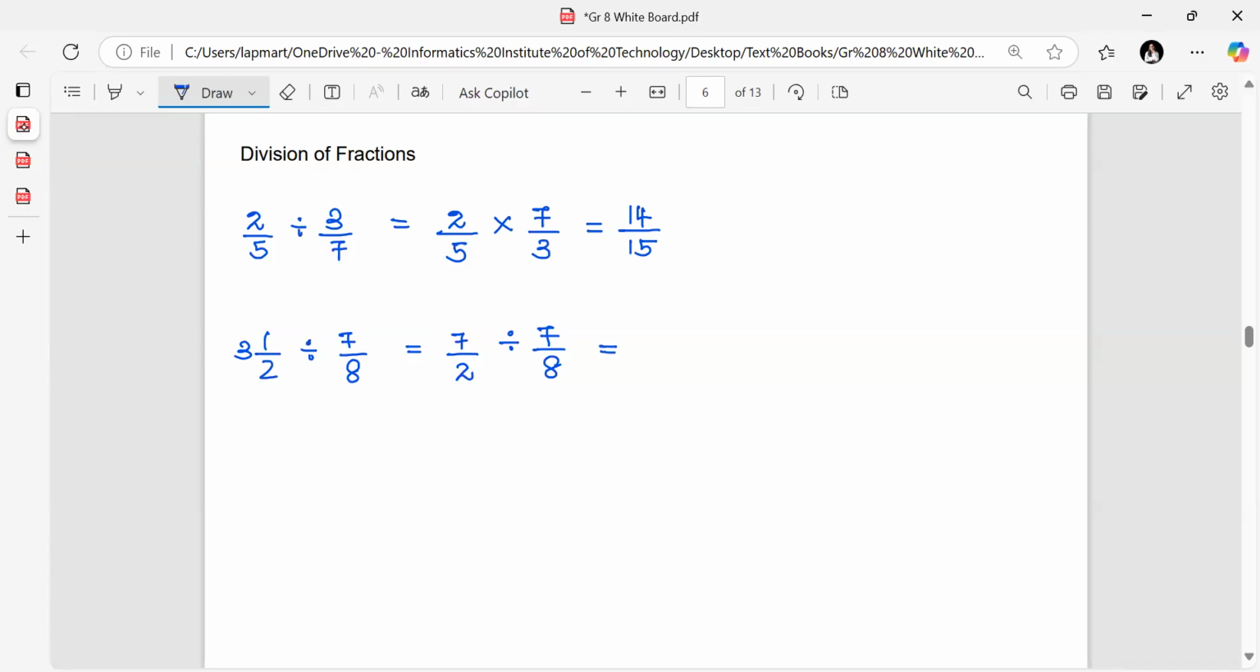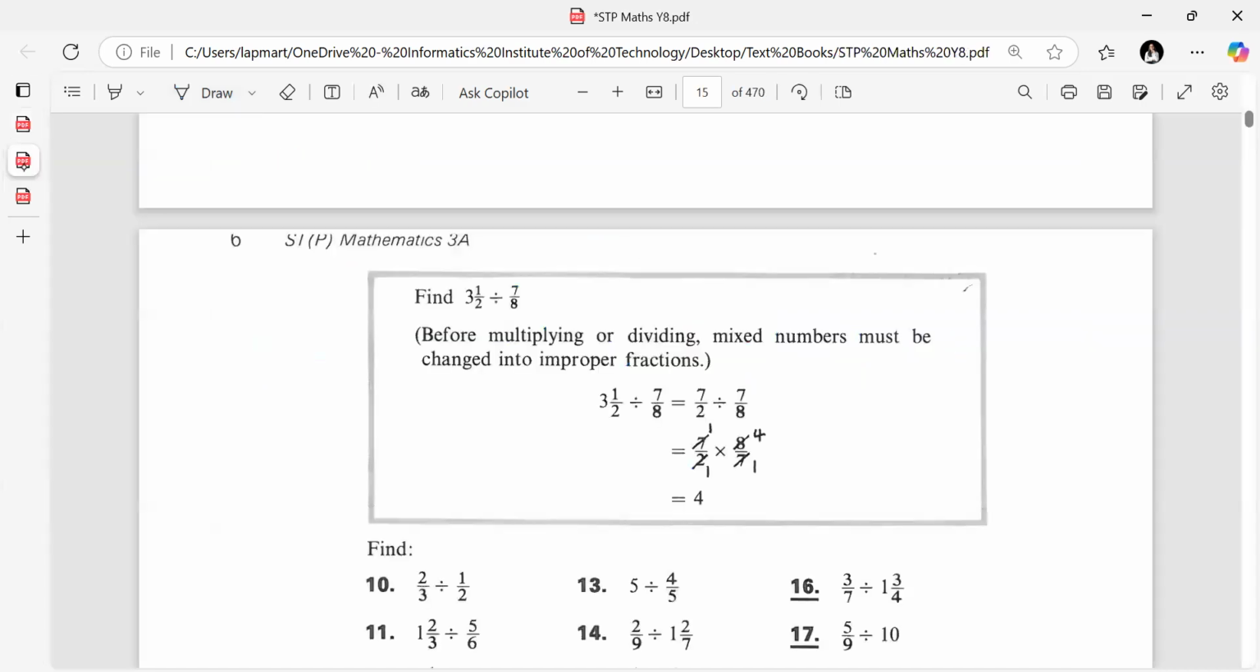Then we write 7/2 multiplied by 8/7. So then 7 and 7 we can cancel. So then there is another way of simplifying here, 2 times 1 and 2 times 4. And the final answer is 1 times 4, 4 and 1. The final answer is 4, right? The final answer is 4.